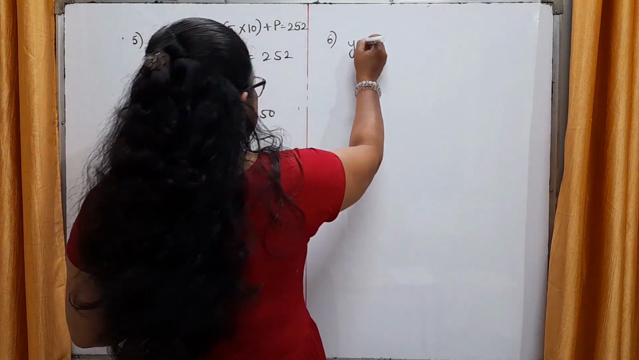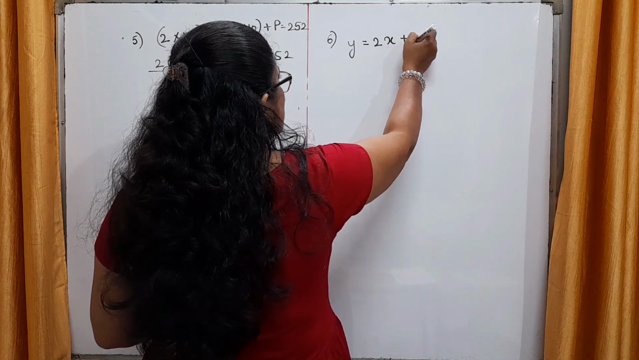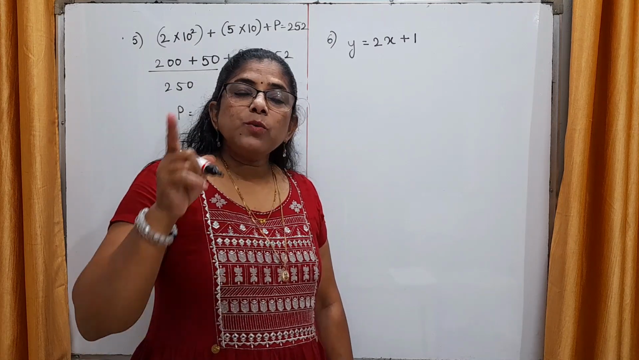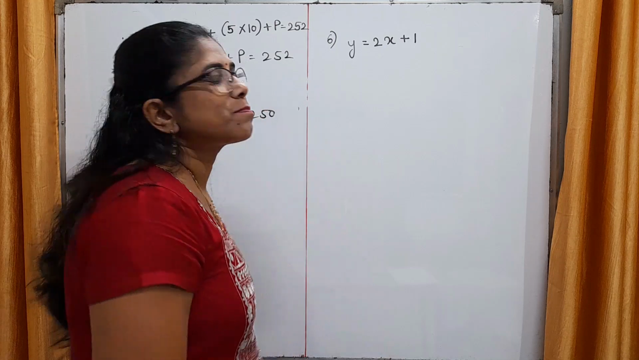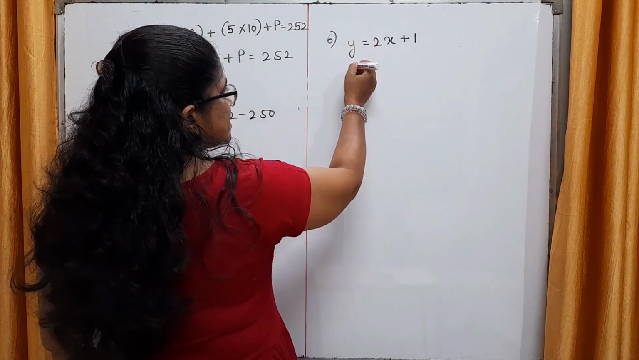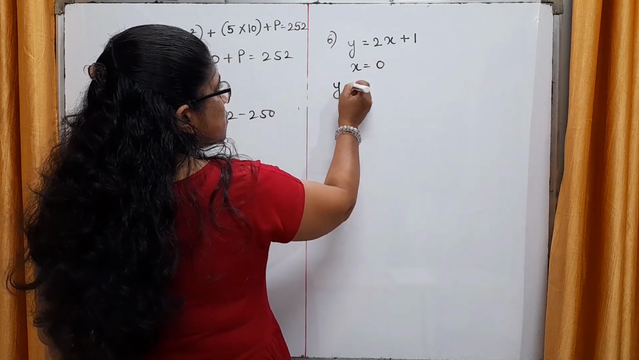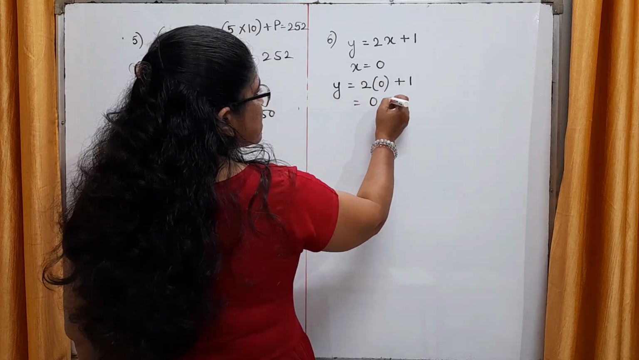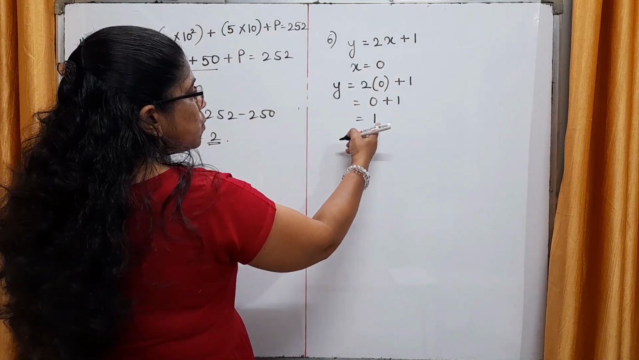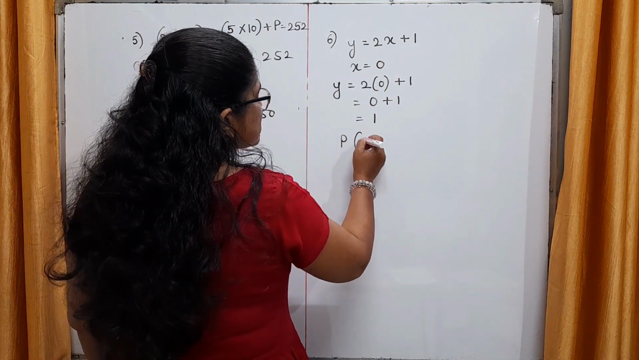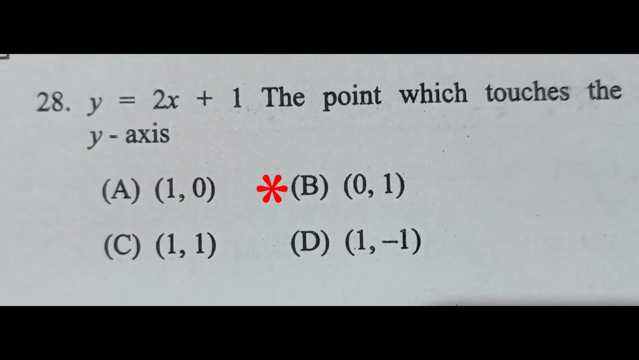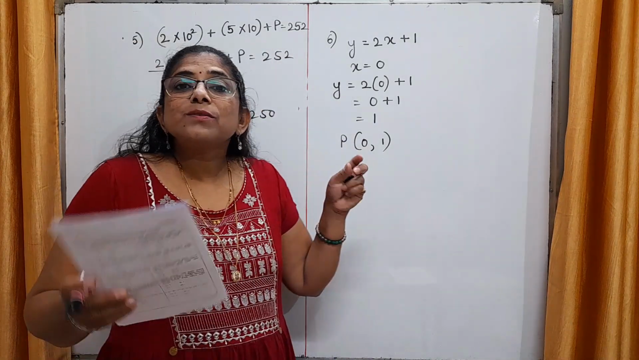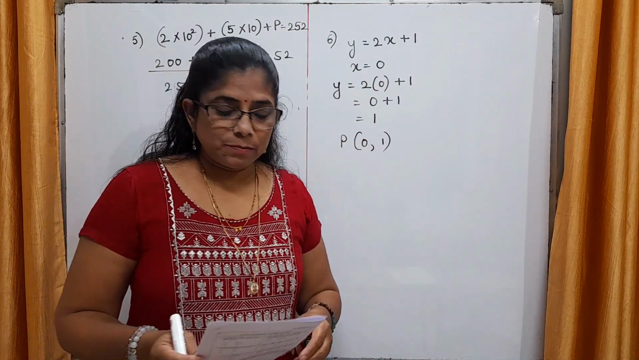Here the equation of the line is y is equal to 2x plus 1. The point touches the y-axis. Whenever the point is on the y-axis, our x coordinate is 0. So y is equal to 2 into 0 plus 1, that is 1. X is 0, y is 1. So what is our point? The point is (0, 1), which is option B. So that's why I said it is a linear equation as well as coordinate geometry. Two things are combined in this sum.